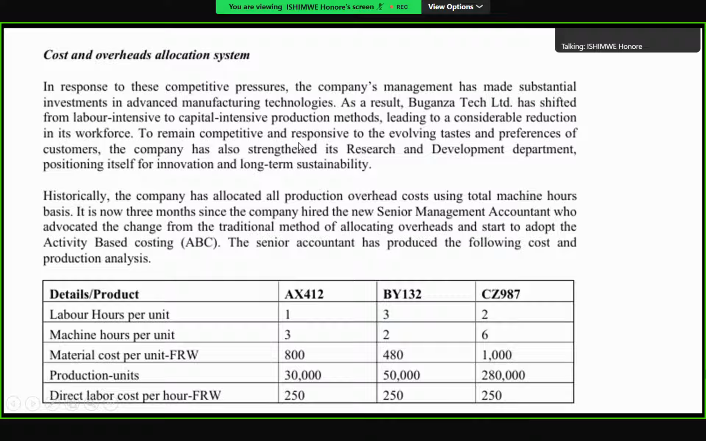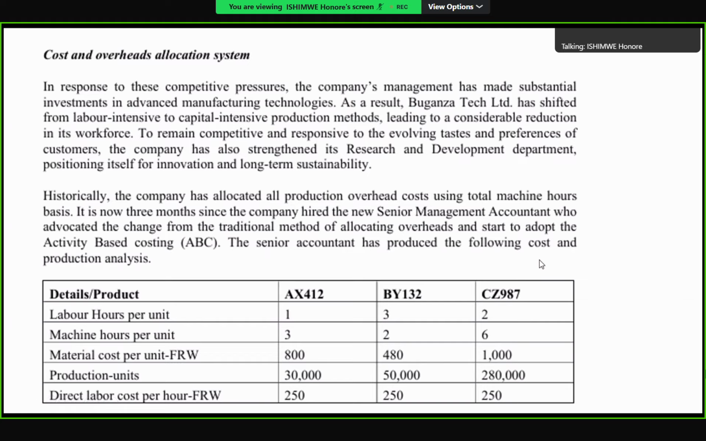To remain competitive and responsive to the evolving tastes and preferences of the customers, the company has also strengthened its research and development department, positioning itself for innovation and long-term sustainability. Historically, the company has allocated all production overhead costs using a total machine hours basis. It is now 3 months since the company hired the new senior management accountant, who advocated the change from the traditional method of allocating overheads and started to adopt activity-based costing, ABC. The senior accountant has produced the following cost and production analysis.